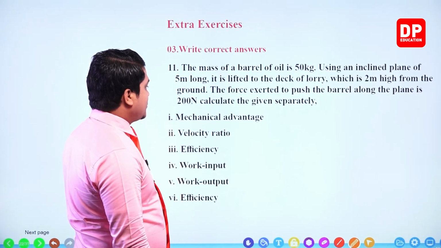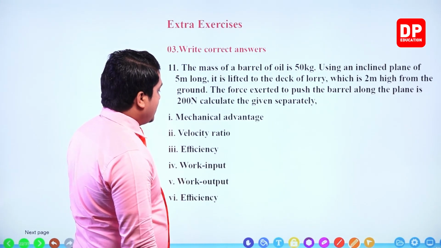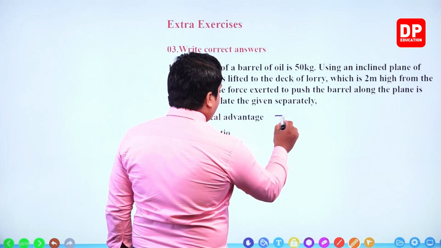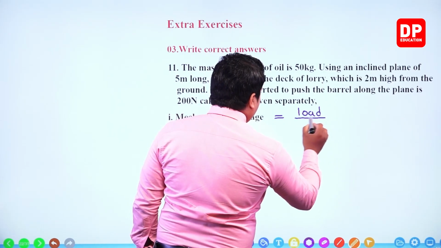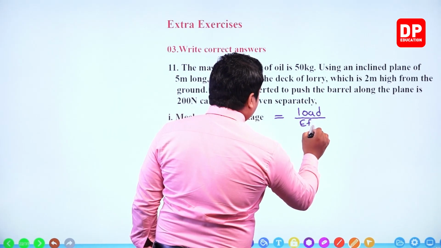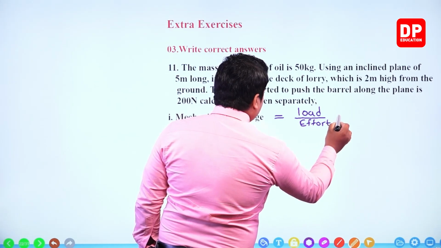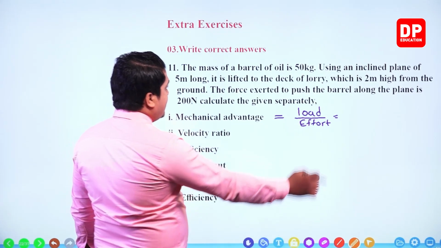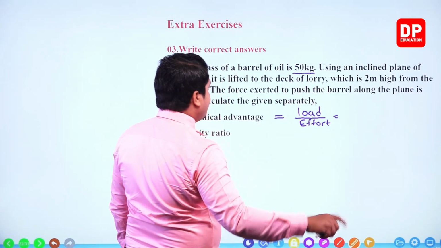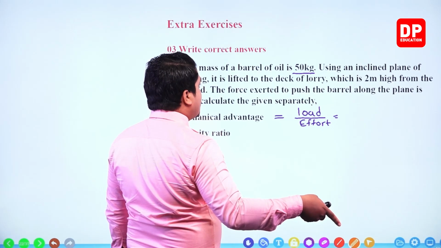Very simple, my dear children. What do you have to find out? The mechanical advantage. You take the load and divide it by the effort. So load is how much? Now load is given as 50 kilograms. That means we have to convert it to Newton.